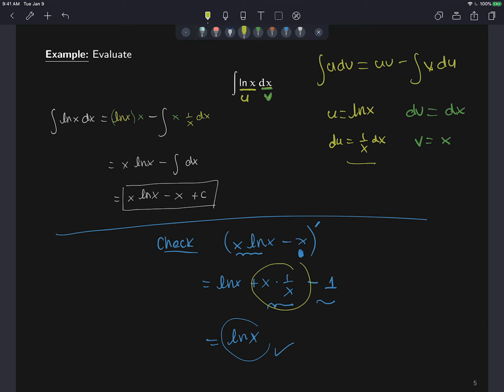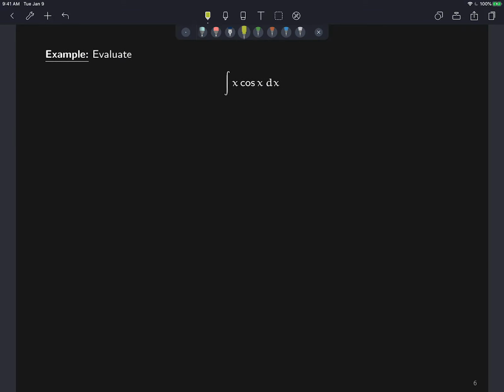Okay, one last example for this first video of parts. So I'm going to do x times cosine x. So it's going to be common to use integration by parts when we have a trig function multiplied by a polynomial. So if I have x squared or x cubed times cosine or times sine, this is going to be a technique that works.